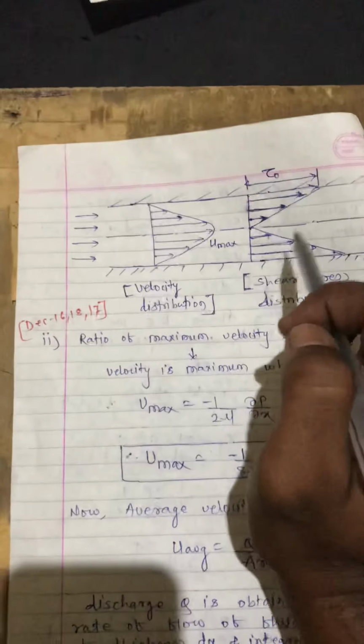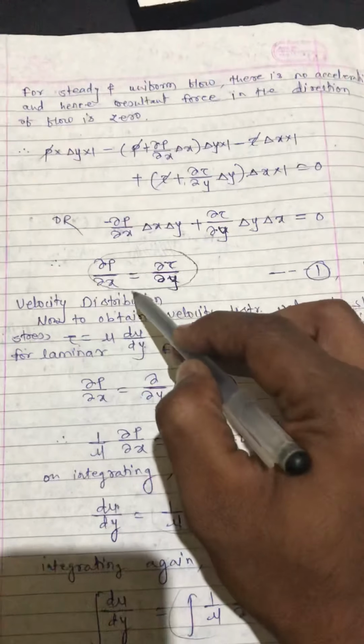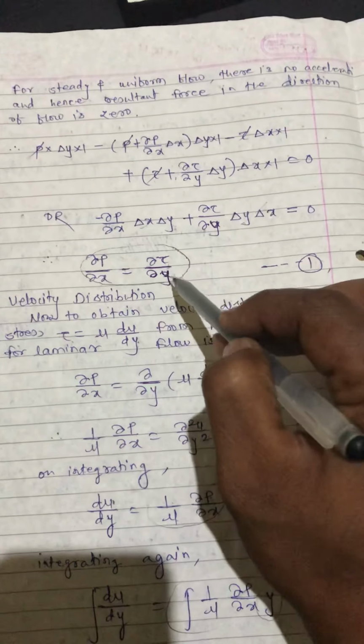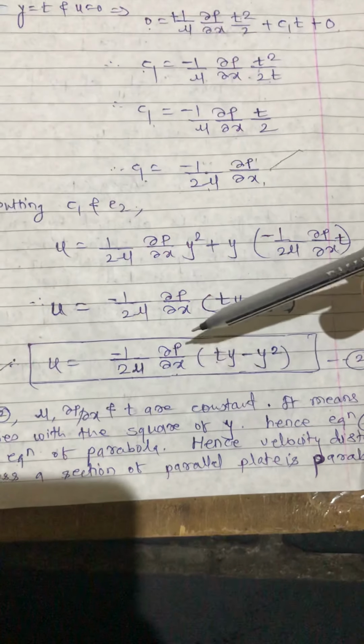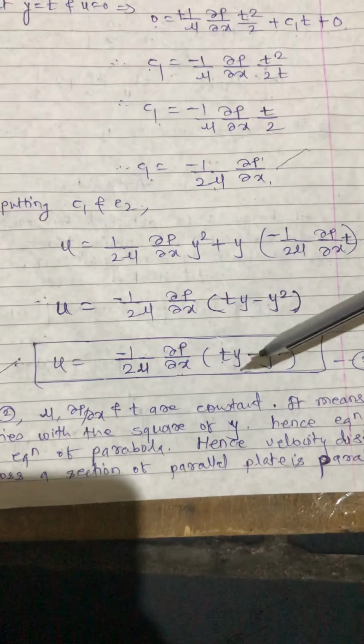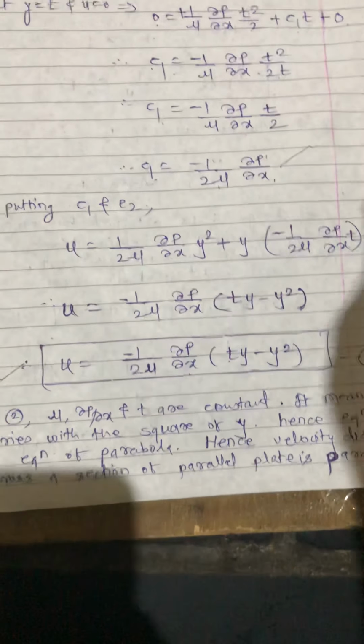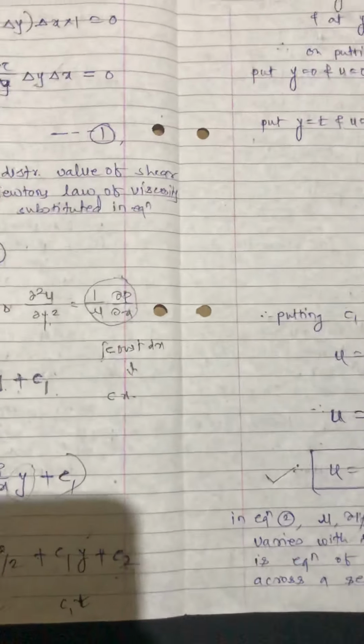So this is about your shear stress distribution: minus dou p by dou x is equal to d tau by dy, and the velocity distribution as minus 1 by 2 nu dou p by dou x into ty minus y square. So this is about the shear stress distribution and velocity distribution.